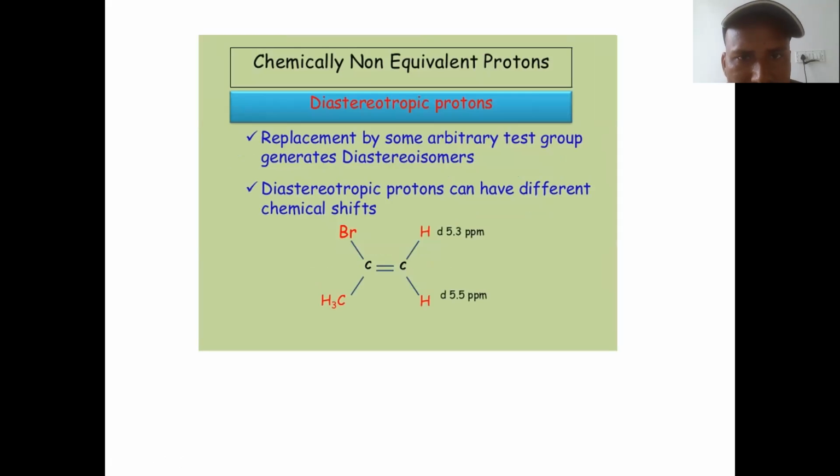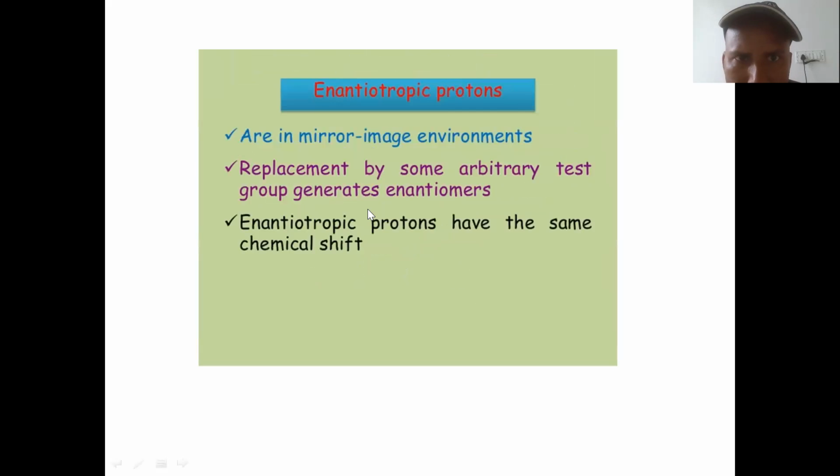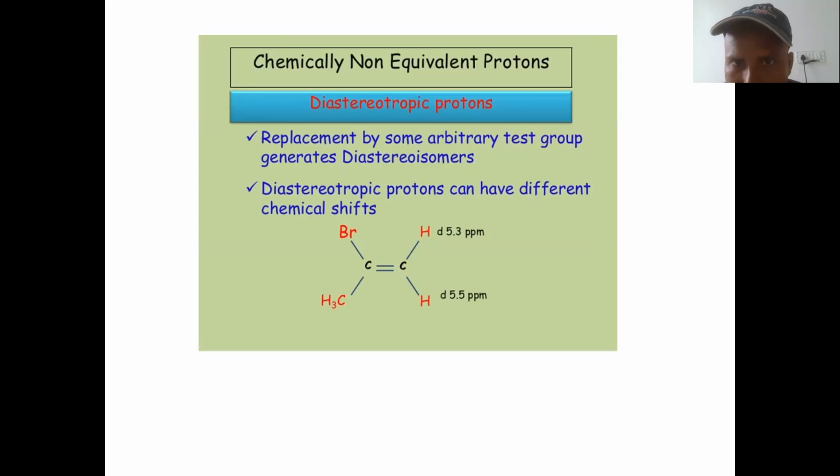Next, we'll talk about the diastereotopic protons. The characteristic of diastereotopic protons is that they can have different chemical shifts. These two hydrogens are diastereotopic and their delta values are different: one appears at delta 5.3 ppm while the other appears at 5.5 ppm. Replacement by some arbitrary test group generates diastereoisomers, and diastereotopic protons can have different chemical shifts. They are chemically non-equivalent protons.